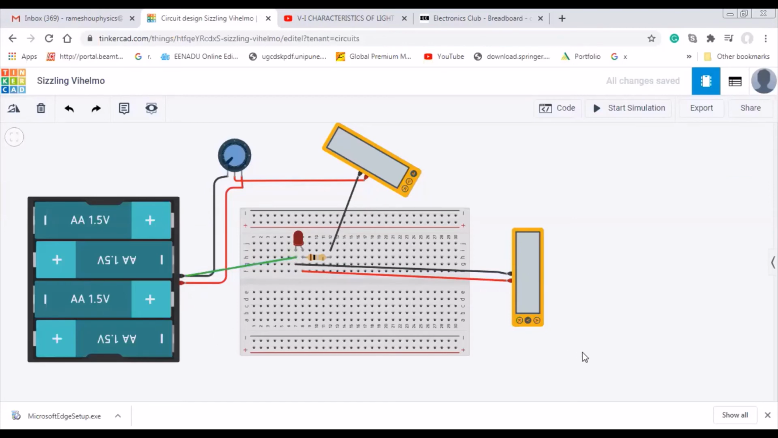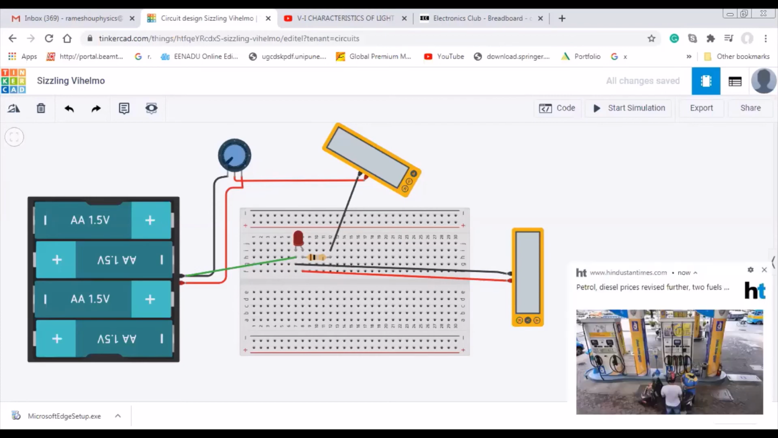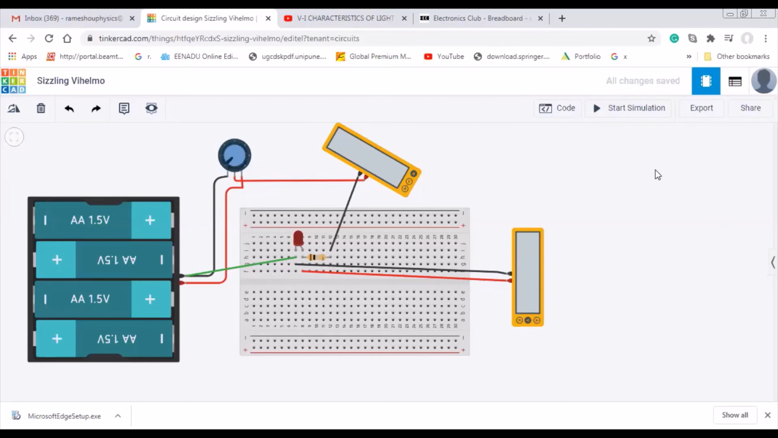Let's observe what changes with respect to the voltage and current. Now, from the circuit connection point of view, it is over. Let's start with the simulation. When we press the start simulation button, initially it is showing 0 amps and 0 volts. That means when you apply voltage 0, it's showing 0 amps current.